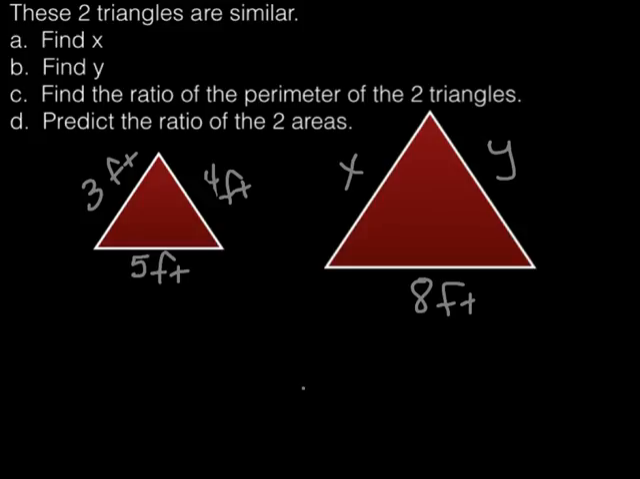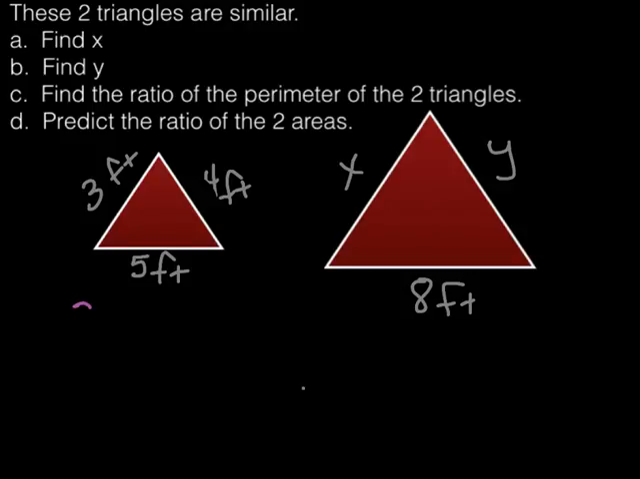Okay, so one of my students had a question similar to this, and the question says, these two triangles are similar. Find x, find y, find the ratio of the perimeter of the triangles, and predict the ratio of the two areas. Well, since I know the triangles are similar, I can use a proportion to figure out what x and y are. So I'm going to set up a proportion.